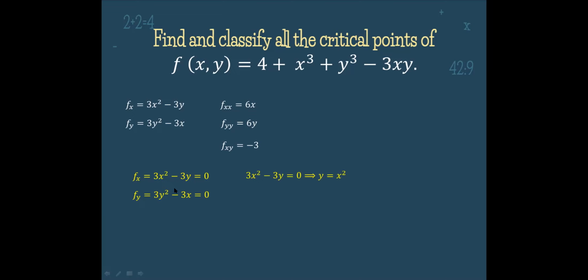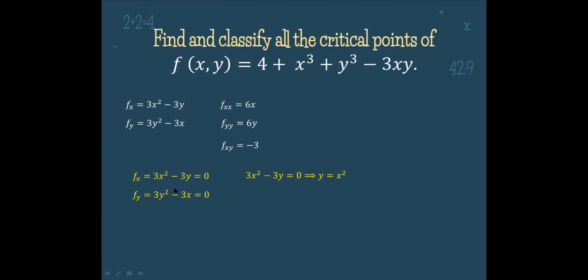Next, we have here 3x squared minus 3y is equal to 0. Then we can add both sides by 3y, making this 3x squared is equal to 3y. Or by using the property of symmetry, and then dividing both sides by 3, we can arrive at an equation y is equal to x squared.